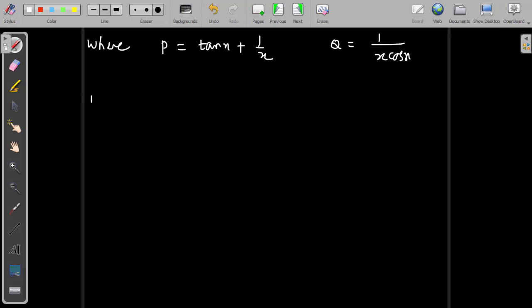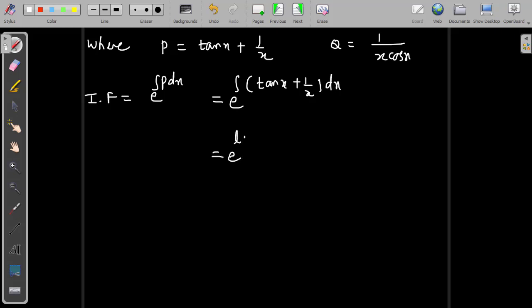Now finding the integrating factor. Integrating factor equals e power integral p dx. This is the rule. So this is equal to e power integral of the p value, tan x plus 1 by x, dx. Because the next step we need to find the integrating factor, it is the requirement for the general solution. So just substitute the p value and integrate with respect to x. The integration of tan x is log secant x. The integration of 1 by x is log x.